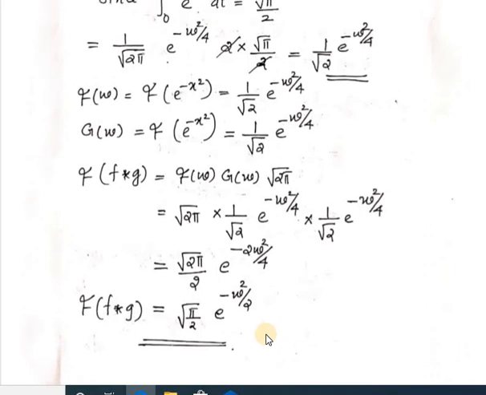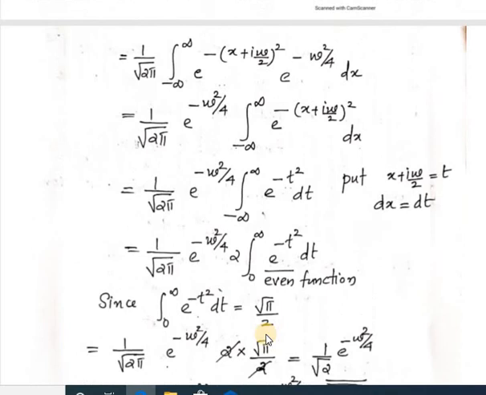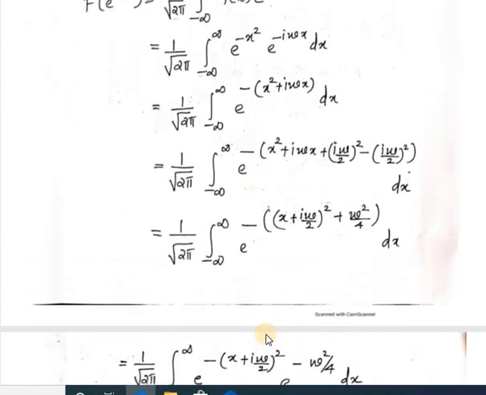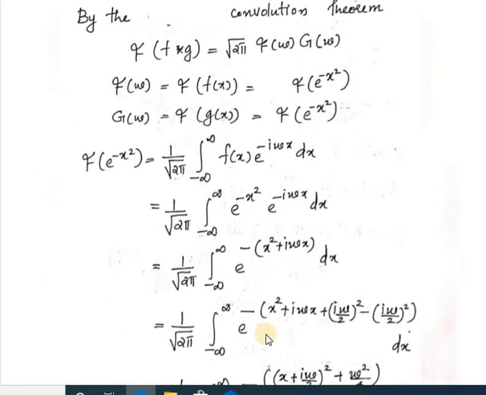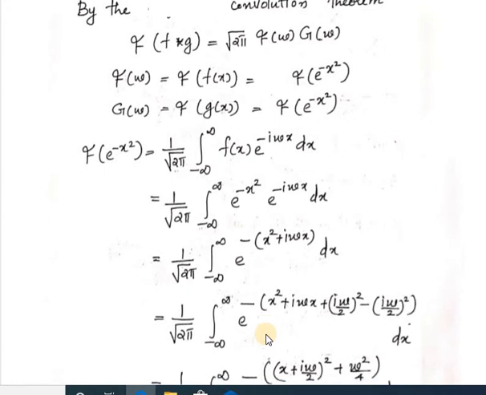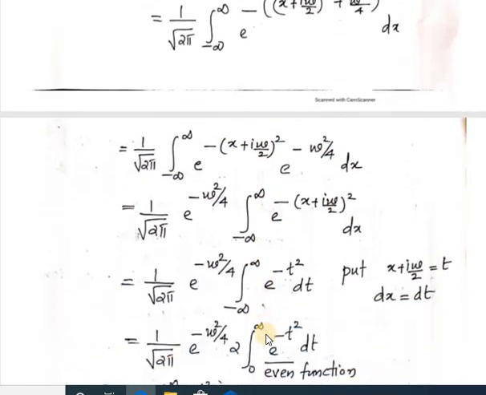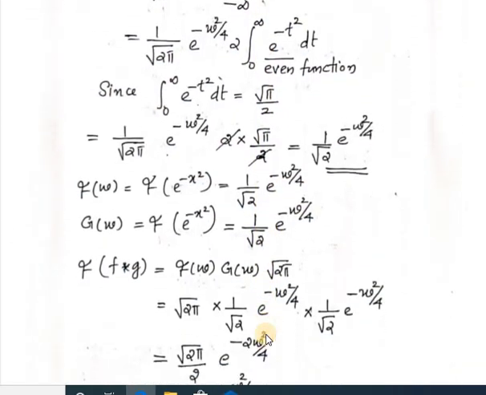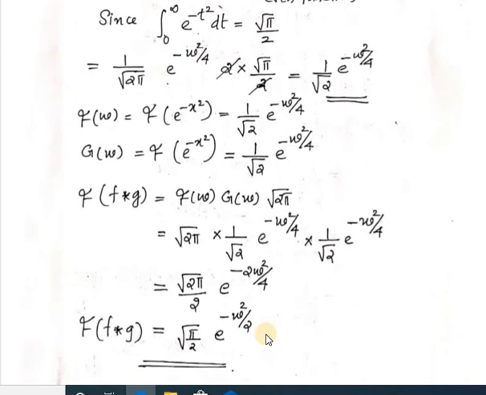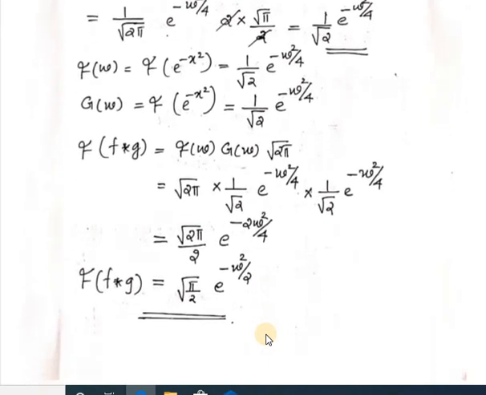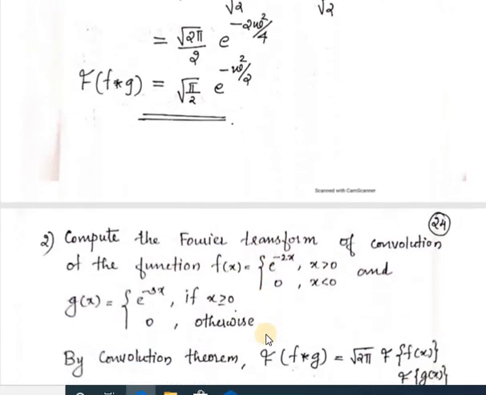So this is convolution. Whenever a convolution question is asked, first we have to find the Fourier transform of the functions separately. Here the functions are the same, so we only need to find the Fourier transform of a single function. The second one can be written directly from the above one. So find the Fourier transform of the functions separately, then multiply the answer with root 2 pi. Now we move to the next question.